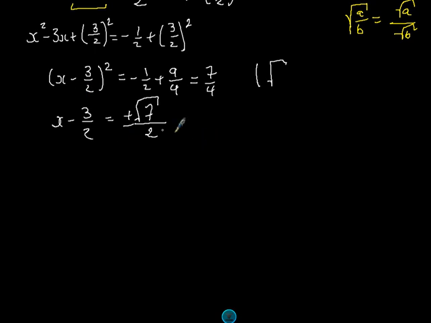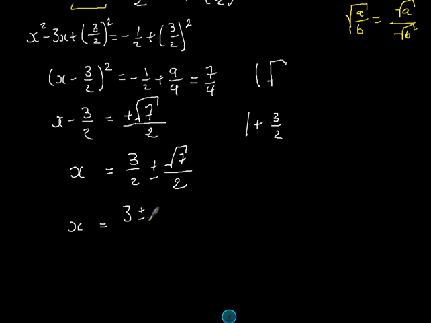Now I'm almost done. Just add 3 halves to both sides, this part here, in order to solve for x. 3 halves plus minus square root of 7 over 2, which is the same as 3 plus minus square root of 7 over 2.